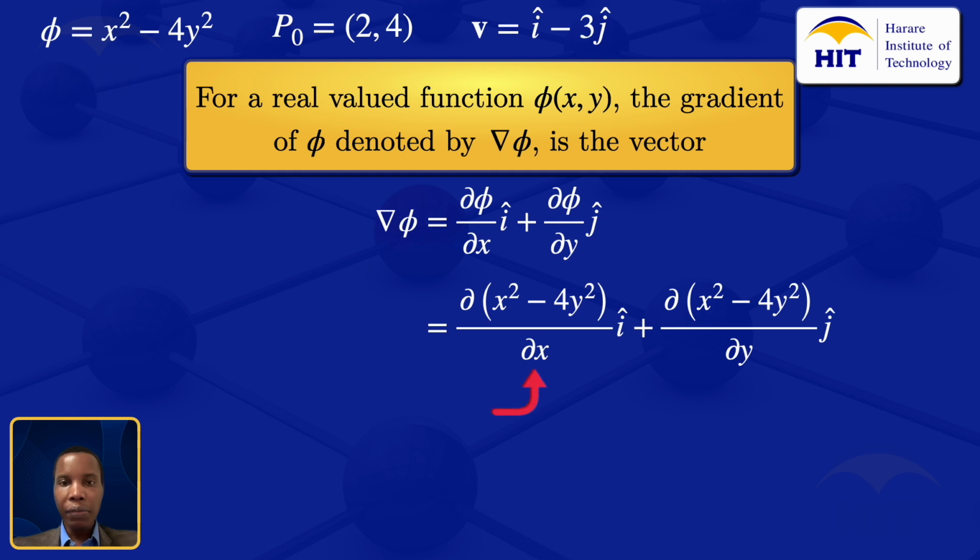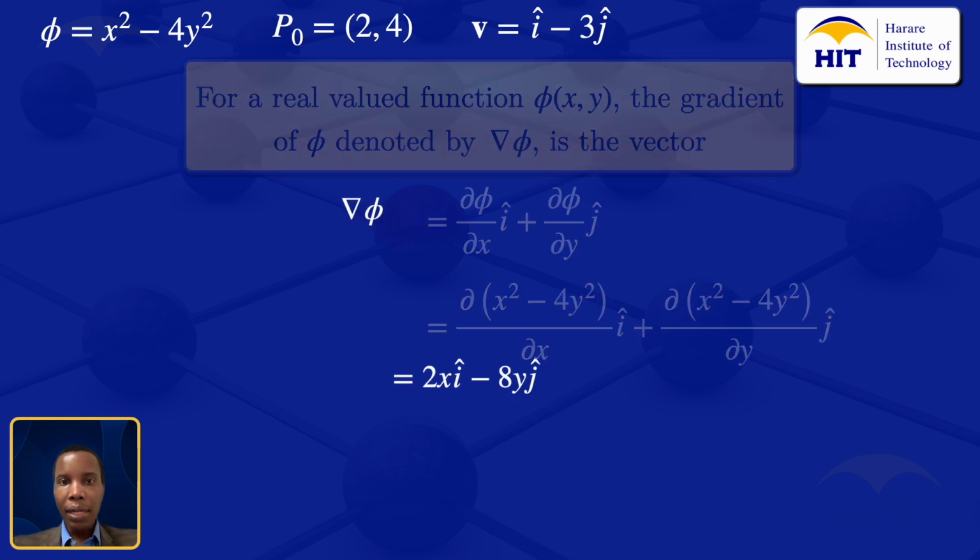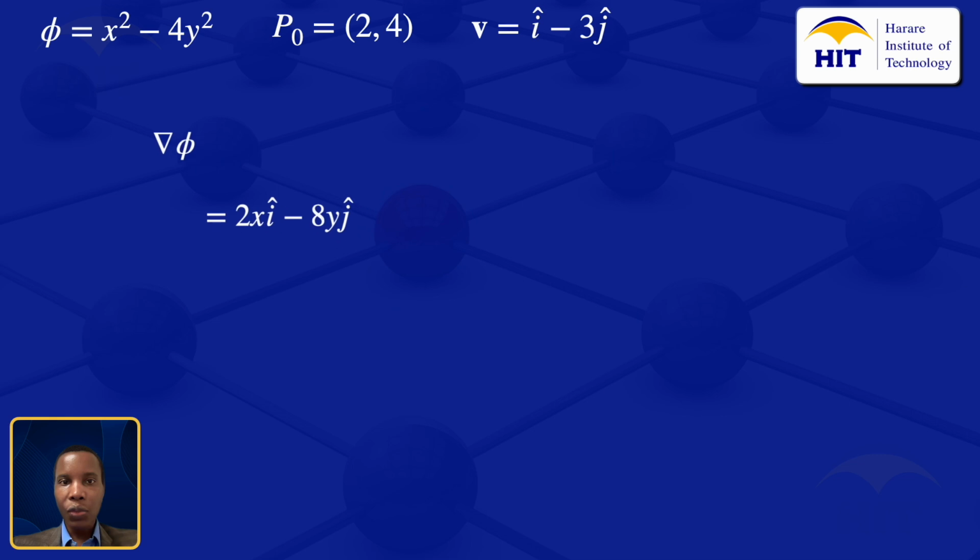Here we'll be differentiating with respect to x but treating y as if it's a constant. And here we'll be differentiating with respect to y but treating x as if it's a constant. And when you evaluate those partial derivatives, we get 2x i minus 8y j. So that's our gradient there, grad phi, 2x i minus 8y j.